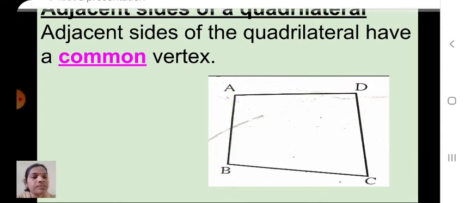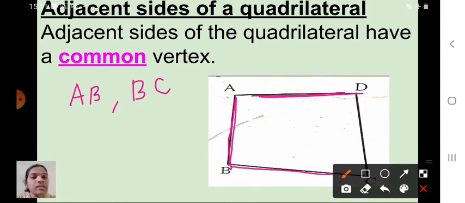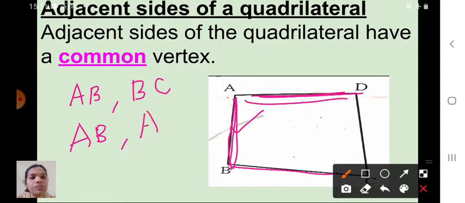Okay, that means this is one side. What is the adjacent side of this one? This side, isn't it? So side AB, the adjacent side of side AB is what? Side BC. Okay, children. Otherwise, this line also we can say is the adjacent side of this AB. So the adjacent side of this AB, we can say this AD also, isn't it? Yes, side AB and BC, these two are adjacent sides. Otherwise, side AB and side AD are also adjacent sides.